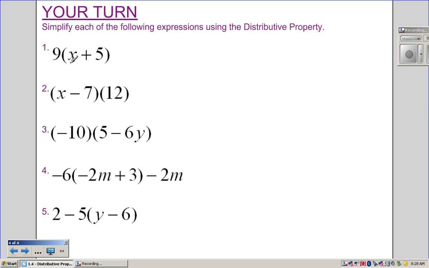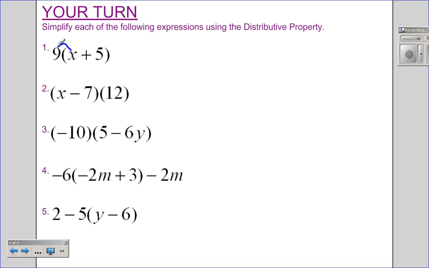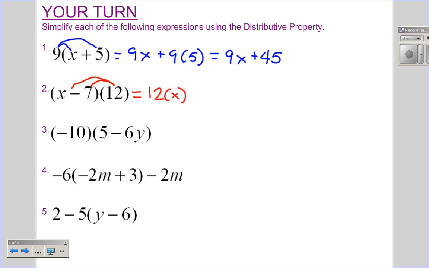Alright, let's work through these problems together and get our answers. So simplify each of the following expressions using the distributive property. So I'm just simplifying. So I'm going to do my distributive property here, and this is going to give me 9x plus 9 times 5, which is 9x plus 45. Once again, this number by itself is in the back, so I can still distribute from the other side. So I have 12 times x, or x times 12, minus 12 times 7, which is going to give me 12x minus 84.